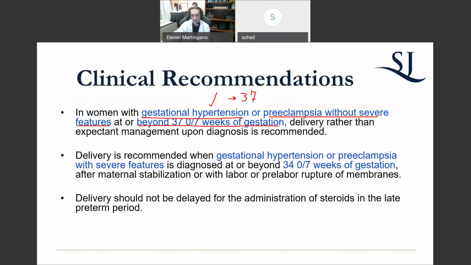If you have severe features, induction is started earlier, at 34 weeks. If you have severe features develop after 34 weeks, whenever you identify them and you make a diagnosis of preeclampsia with severe features, you induce them. Okay.